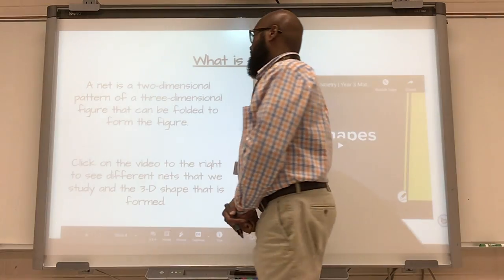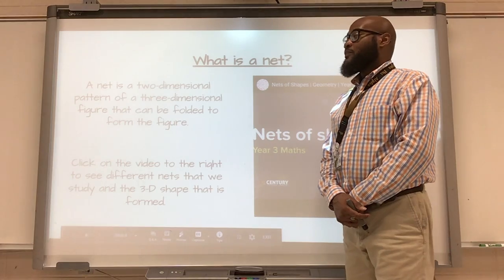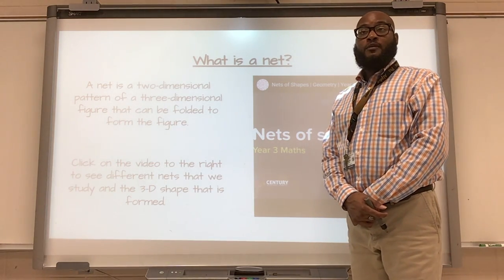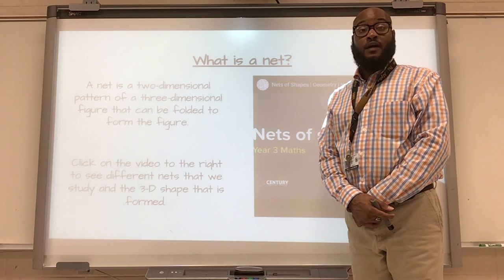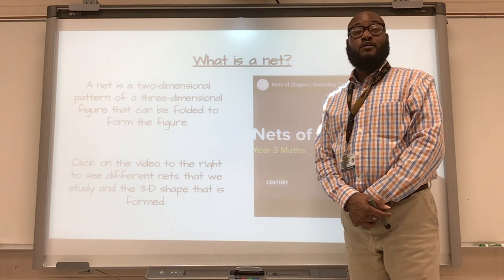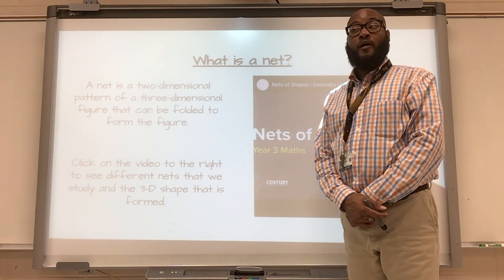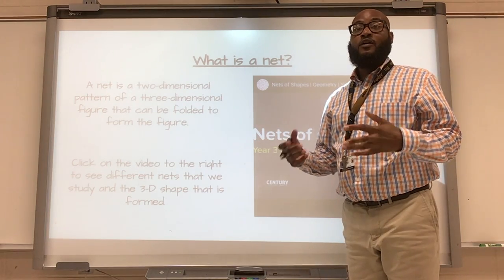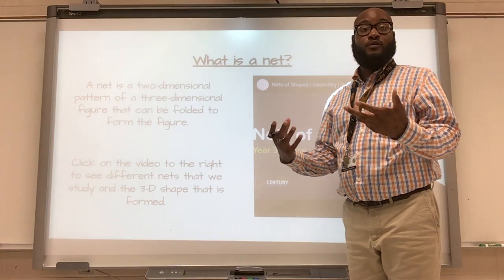A net is a two-dimensional pattern of a three-dimensional figure that can be folded to form the figure. A real-life example of a net could be a cereal box, a cardboard box, or a Kleenex box. There are so many other different nets, but those are the most common ones that we will talk about.